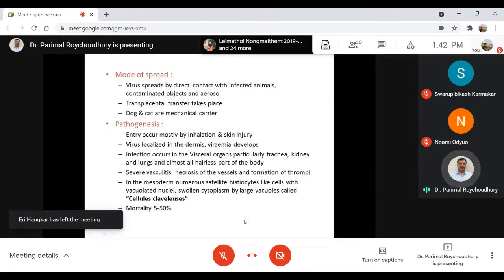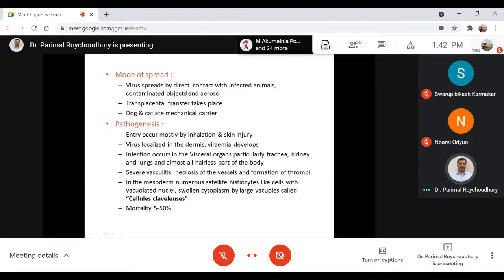If you go through the modes of transmission, you find direct contact, where the virus is excreted through nasal discharges and can produce aerosol infection, and a contact animal will get it and the disease occurs. Transplacental transfer also takes place during the pregnancy period. Dogs and cats may act as mechanical carriers from one farm to another, so contact animals may develop the disease. These are the main modes of spread recorded.